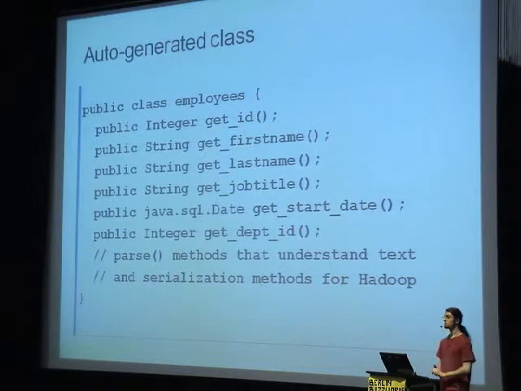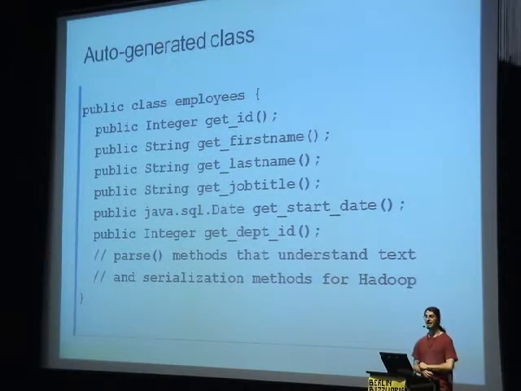The class that you would use to perform this analysis was generated for you. So here we have getter methods which allow you to access all of the fields of each of those records in the native Java types appropriate for each column. Not shown on this slide are the various serialization methods which are generated so that Hadoop can shuttle this information between mappers and reducers, between the database and MapReduce itself.